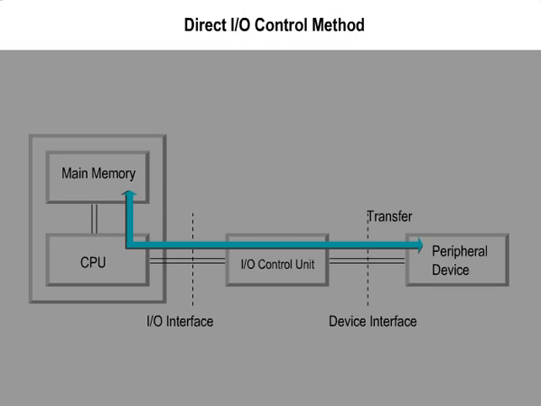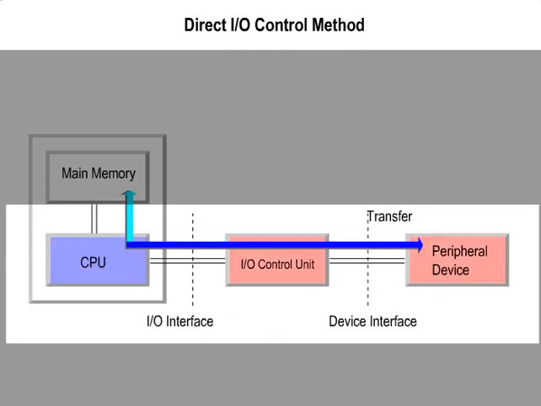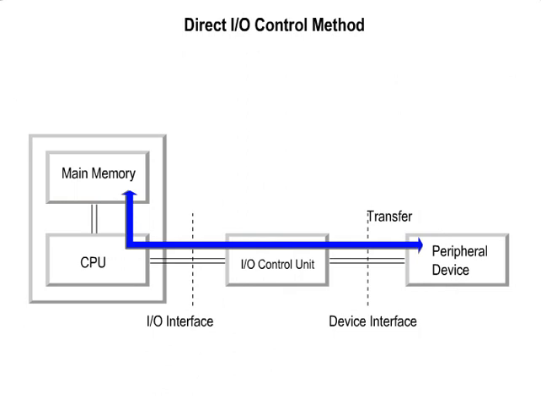1. Direct I/O control method. In the direct I/O control method, the CPU controls the peripheral device directly. This is the simplest form of control method. However, the CPU cannot do any other processing while the peripheral device is operating, so it has the disadvantage of having poor processing efficiency.